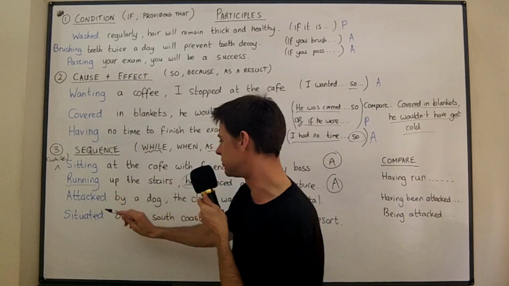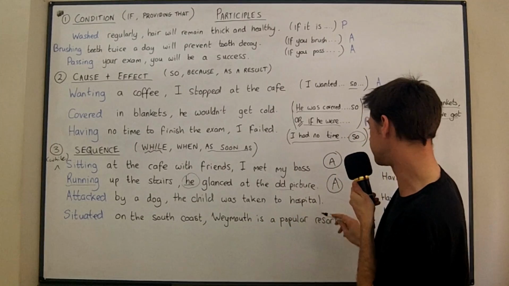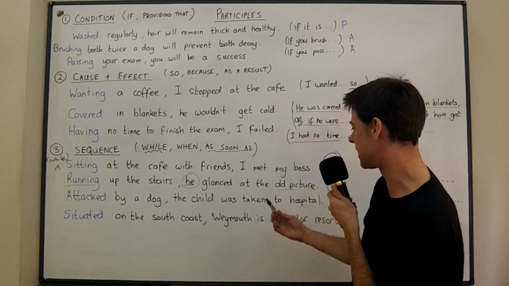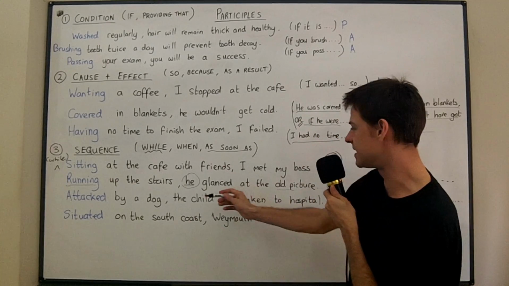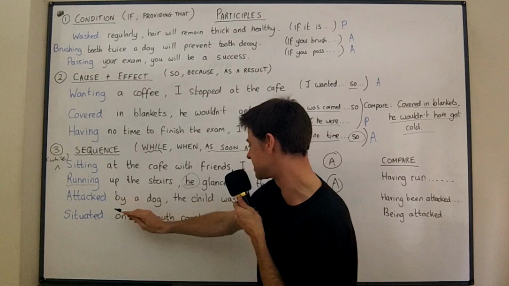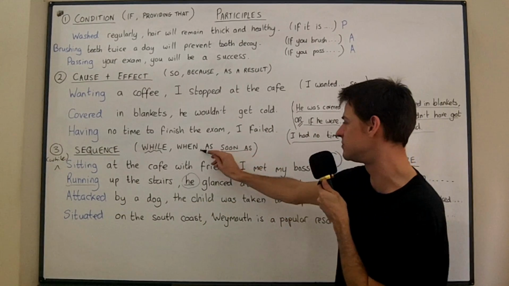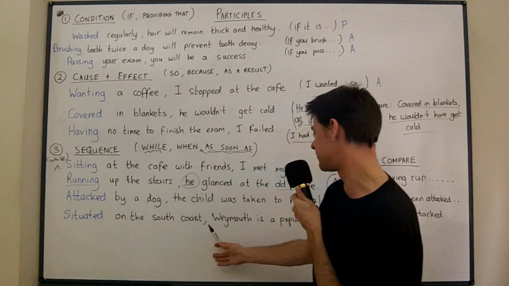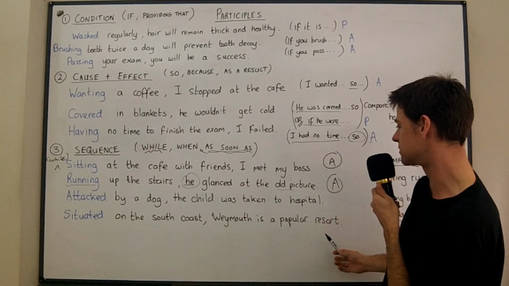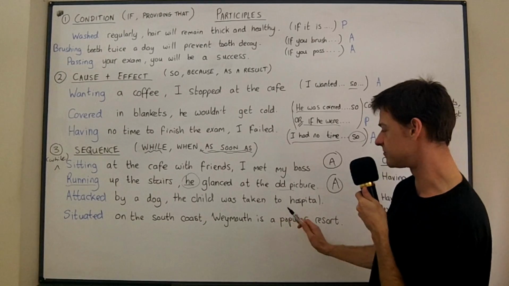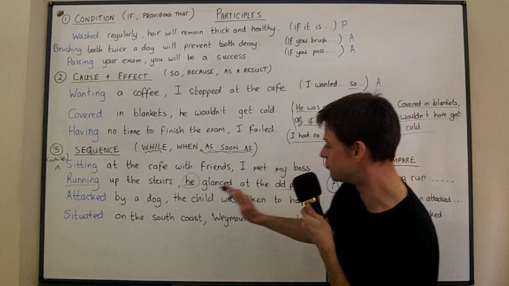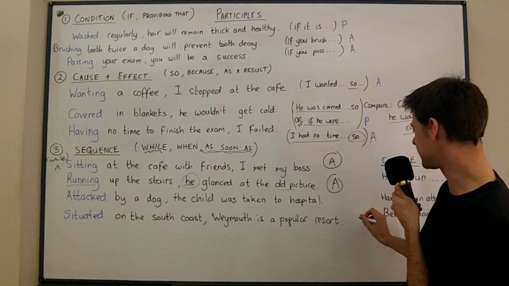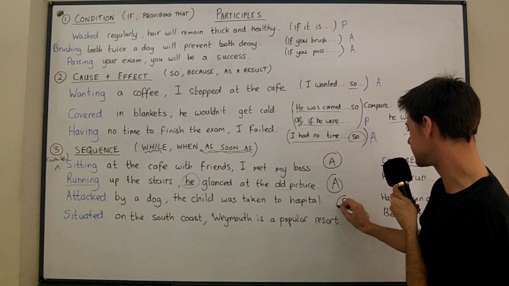So two passive examples now. Attacked by a dog, the child was taken to hospital. This is the child was attacked by the dog and then taken to hospital. So here we've got kind of first attacked and then taken to hospital as soon as. It's kind of similar to that one. And lastly, situated on the south coast, Weymouth is a popular resort. You could say this is similar to a reduced relative clause. Weymouth is a popular resort, which is situated on the south coast. But it's passive again, and so it's got to be a past participle.